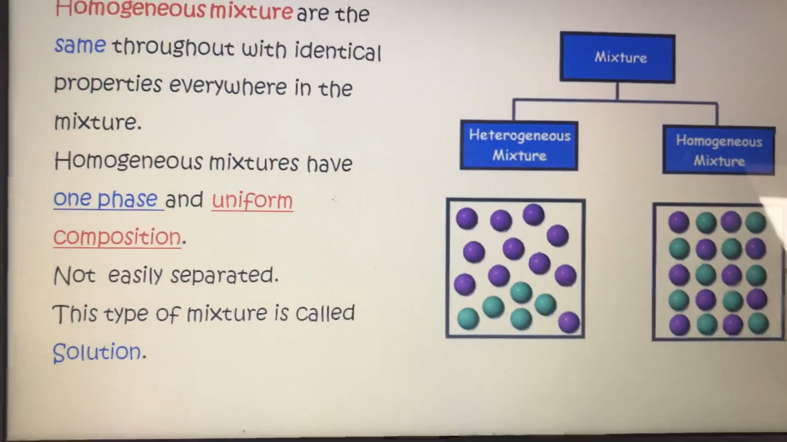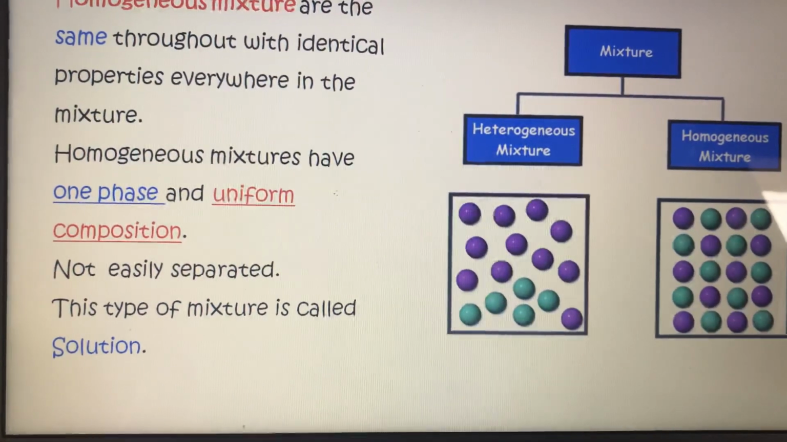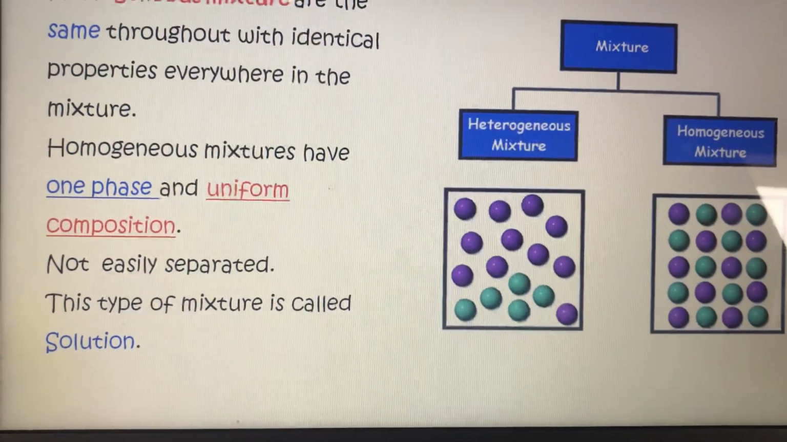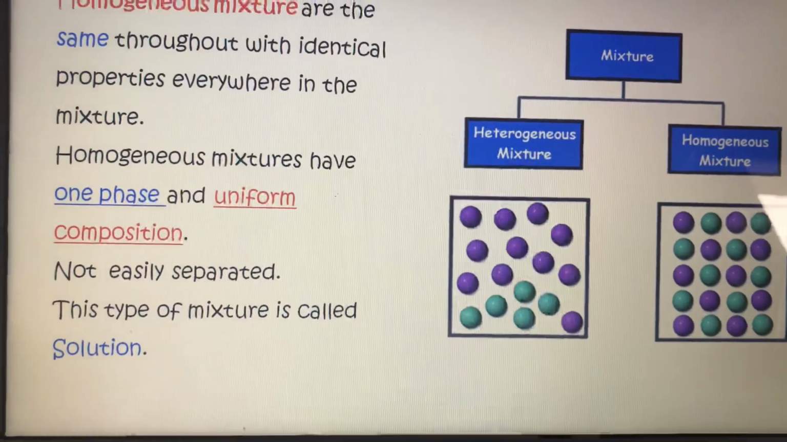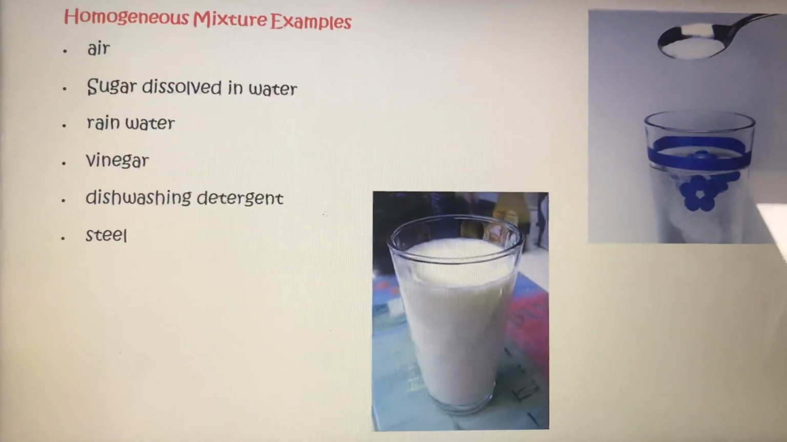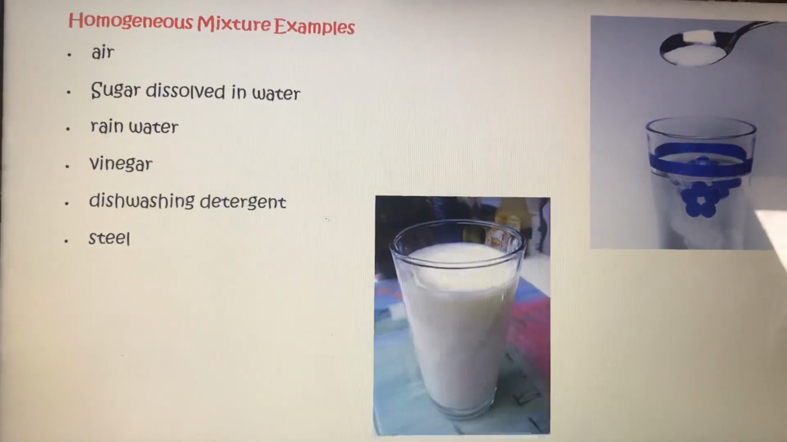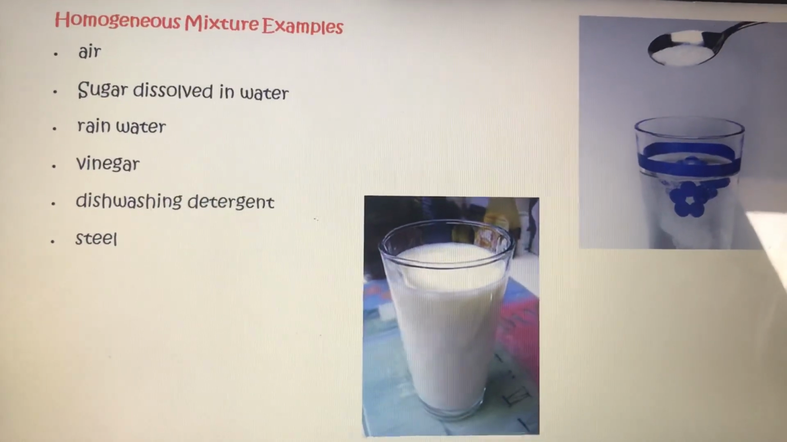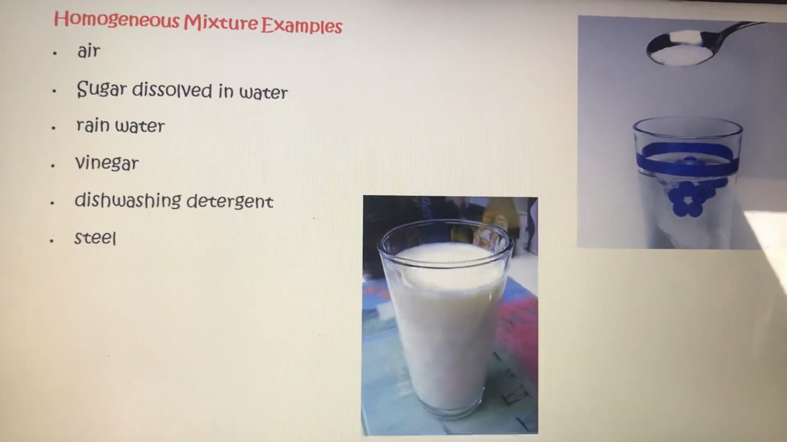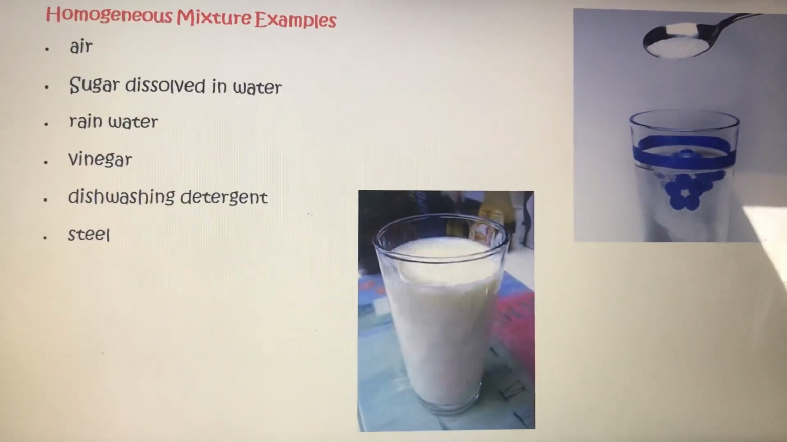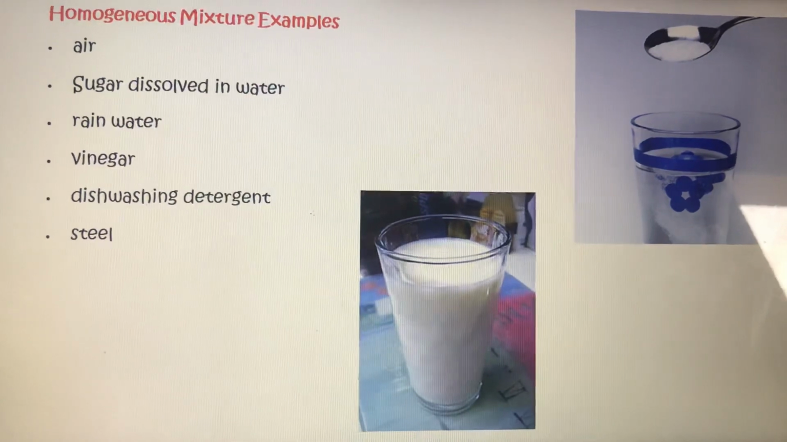So a homogeneous mixture has one phase and uniform composition, and I cannot separate it easily. It's also sometimes called a solution. I'm going to give you examples so you can understand what a homogeneous mixture is. Air is a homogeneous mixture. In air, I have a lot of pure substances, a lot of elements mixed together, but I cannot separate these elements. It's difficult to separate them.